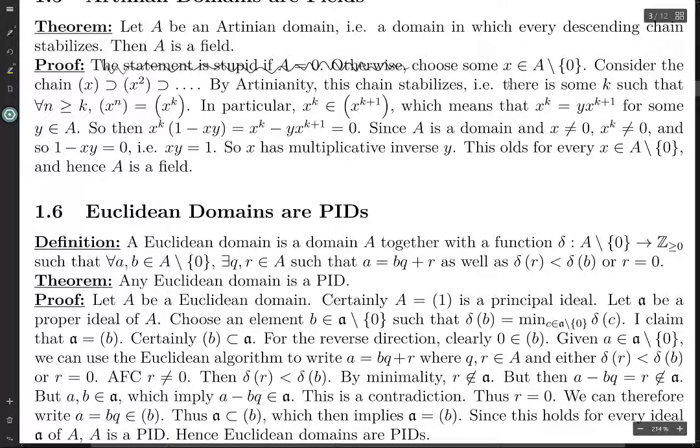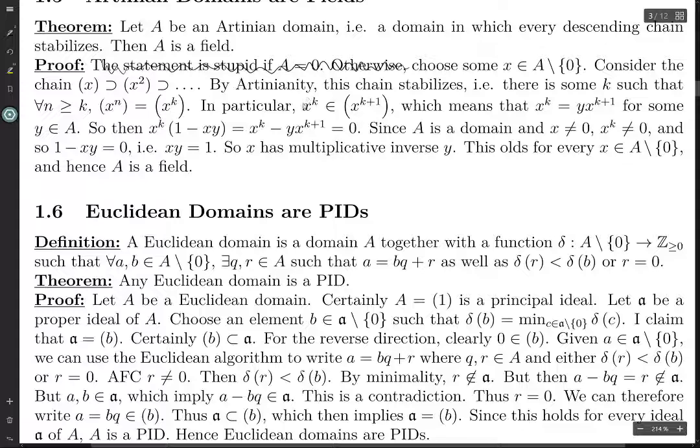So, you choose a non-zero element x in A and consider the chain: the ideal generated by x contains the ideal generated by x squared, because anything in this ring will be some coefficient in A times x squared, which is just whatever that coefficient was times x, that whole thing times x, so it's going to be in here. And obviously this will give you a descending chain. So by Artinianity, this chain stabilizes, i.e. there's some k such that for all n greater than or equal to k, the ideal generated by x to the n is the same as the ideal generated by x to the k.